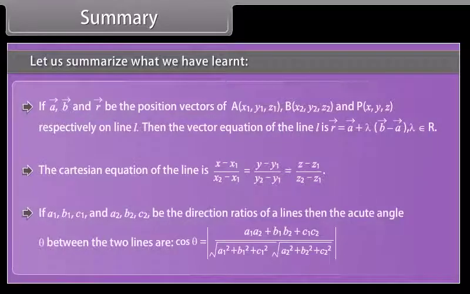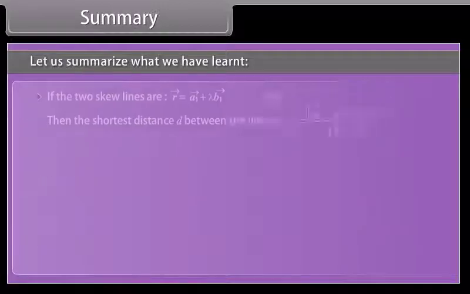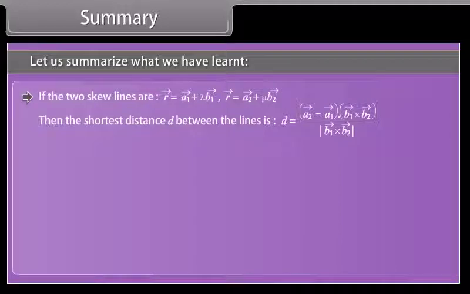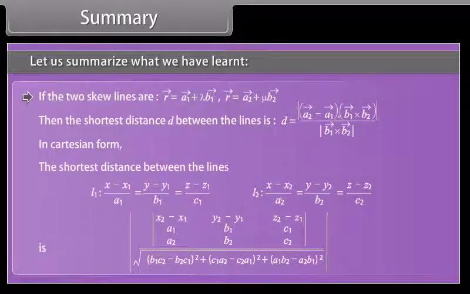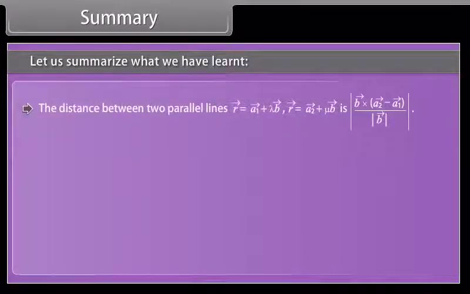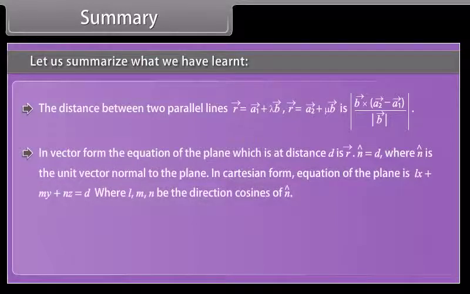If a1, b1, c1 and a2, b2, c2 are the direction ratios of two lines, then the acute angle theta between the two lines is given by the following. If the two lines are skew, then the shortest distance d between the lines is given by the following; in Cartesian form, the shortest distance between the lines is as follows. The distance between two parallel lines is as follows. In vector form, the equation of the plane which is at distance d is as follows, where n cap is the unit vector normal to the plane.